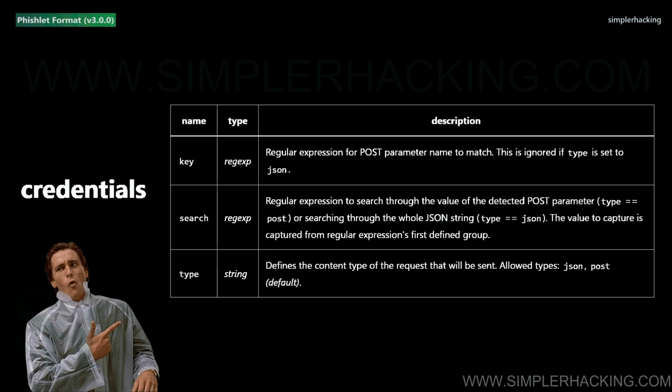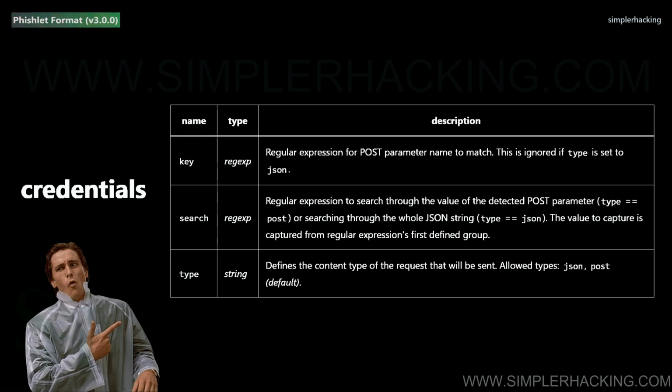Moving on to credentials, this is the part where the username and password values are captured in Evilginx. These values will almost always be regular expressions, starting with key. Key defines the regular expression to match the name of the field that holds the post data. This value is used to capture specific information, such as usernames or passwords, from the actual post request. Depending on the website's structure, this field can be ignored if the type is set to JSON. For example, if the form is sending the username under a field called user and the password under pass, this field helps identify which to capture.